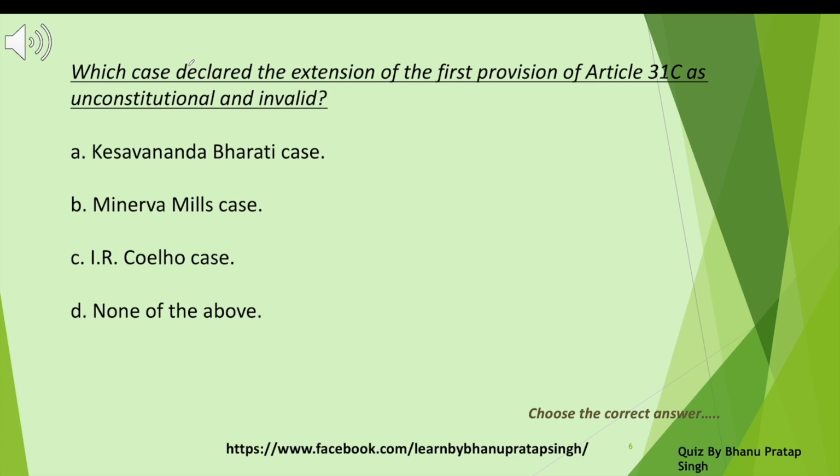Next question. Which case declared the extension of the first provision of Article 31C as unconstitutional and invalid? Keshavananda Bharati case, Minerva Mills case, IR Coelho case, none of the above. Let's think of the answer. Minerva Mills case.